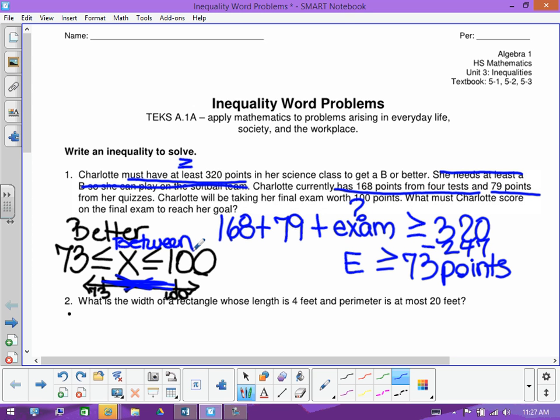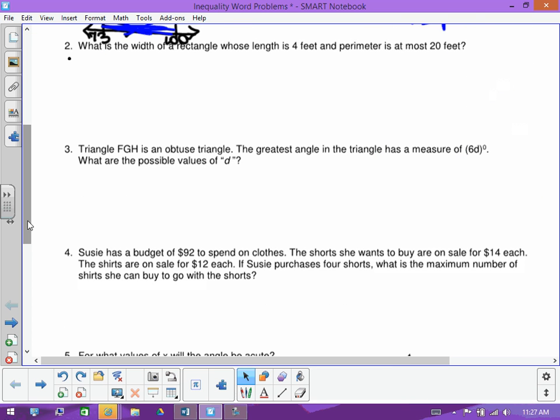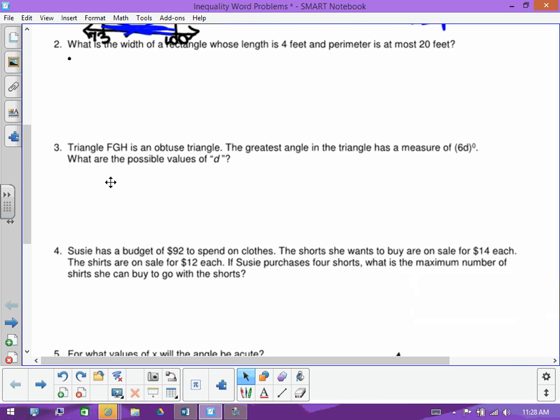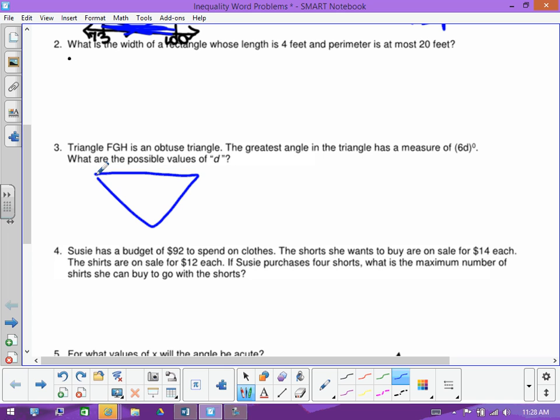Okay, let's go to number 3. I'm looking at these in front of me. We have triangles and an obtuse triangle. So if we draw an obtuse triangle, what does that mean? It means that the angle has to be bigger than 90 and less than 180. So if we want an obtuse angle, it means it's between 90 and 180.